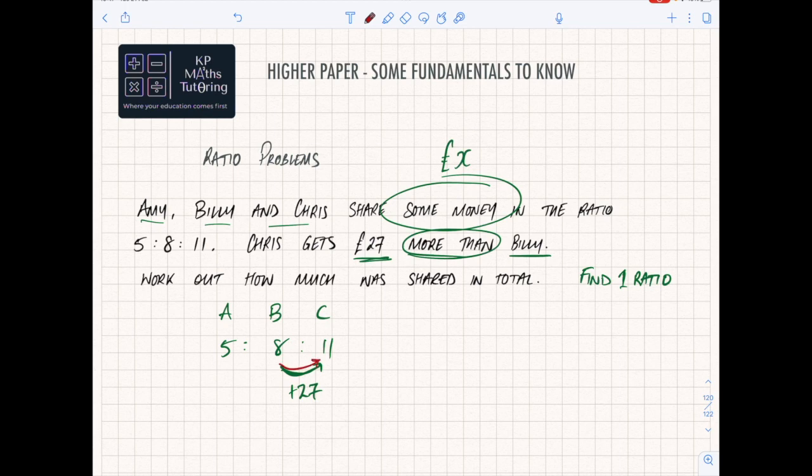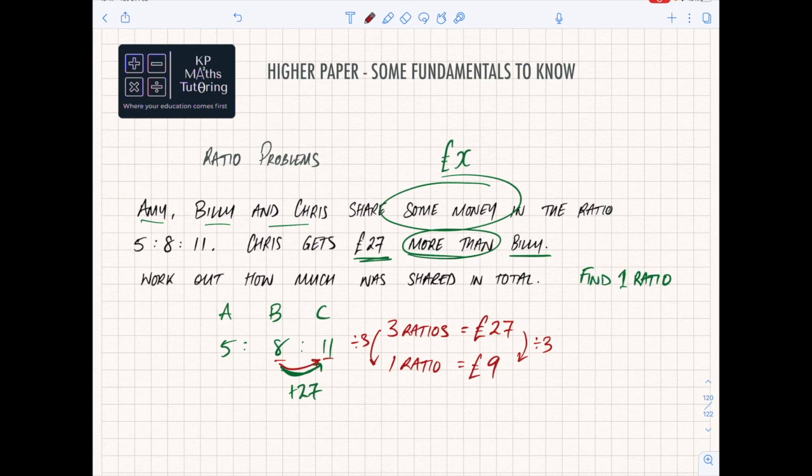The difference here is 3. The difference between 8 and 11 is 3 ratios. So I know that 3 ratios is equal to a total of £27. That's really important because now you can be in a position where you can find one ratio. So I divide that by 3, and that tells me that one ratio is £9.